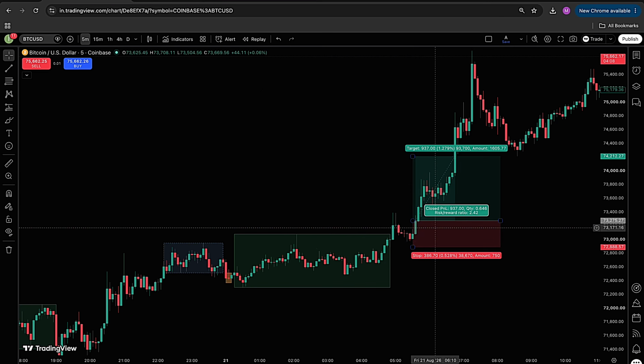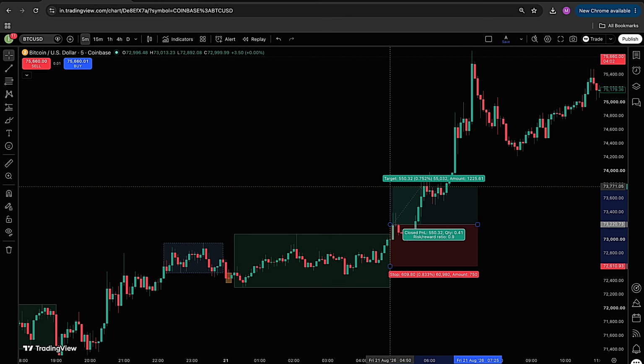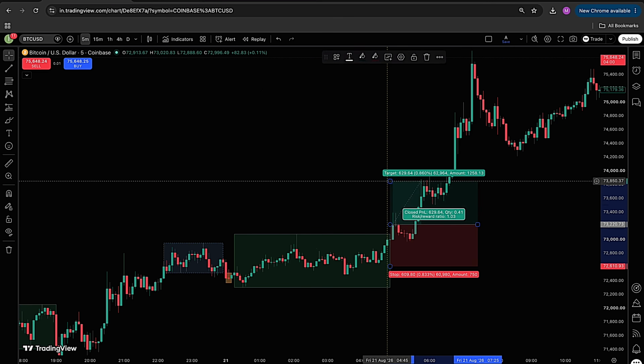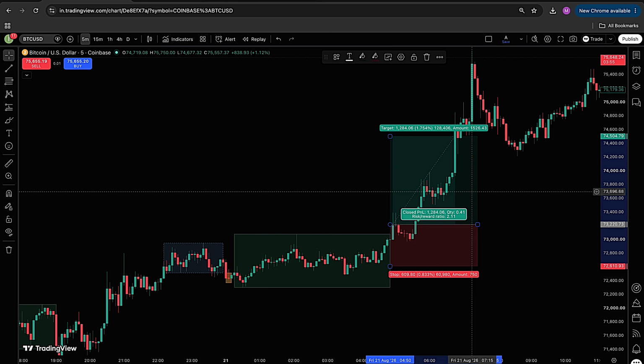If we entered here, then where is our swing low? It's here, so it will be here. After that, the target will be 1:1, then 1:2. You should exit after 1:2. If you want, you can also trail your stop loss and take more profit further ahead. So these are the three rules you need to follow if you are going on the buying side.